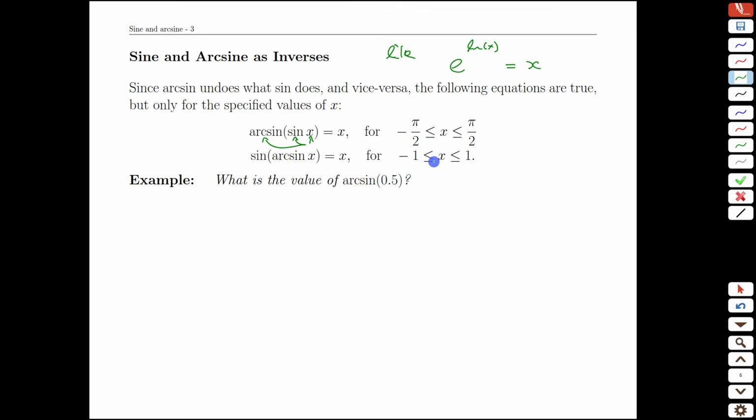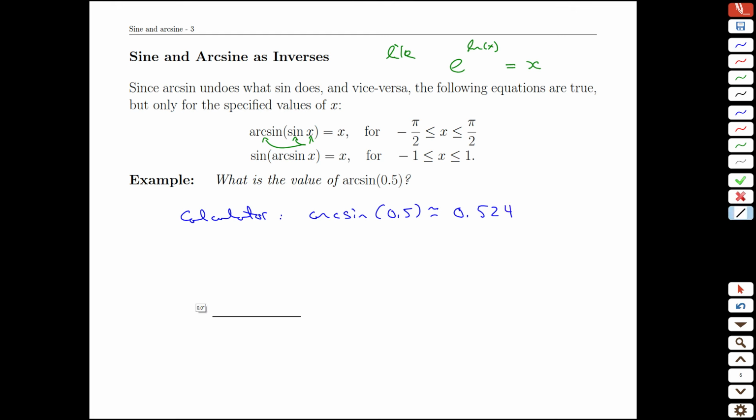We're going to see the fine print in action though. Let's try this first. Arcsine of 0.5. There are two straightforward ways to answer this problem. One is to use our calculator. And if we do that, again, keeping ourselves in radians, we get that arcsine of 0.5 is approximately 0.524.